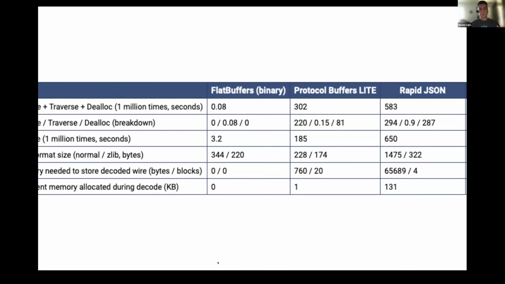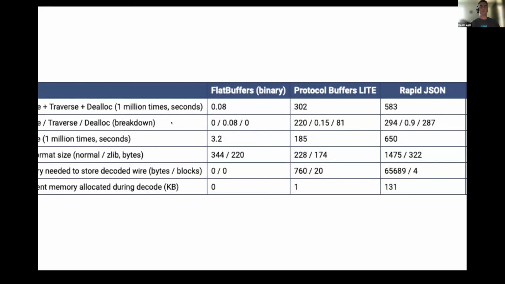And as we in the Mojo community are very performance focused, here is a benchmark which shows that we would like to decode, traverse, and deallocate 1 million times, and it would take only 80 milliseconds in flat buffers and 302 seconds in protocol buffers light. And if you would use the C++ library RapidJSON, it would take 583. So these numbers show quite a big difference.